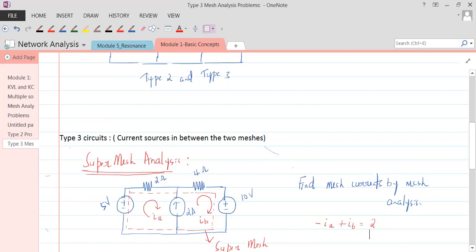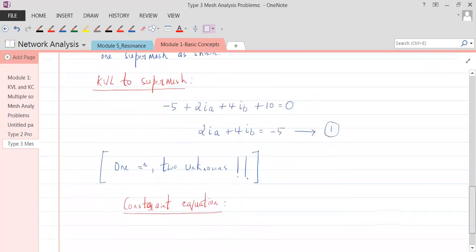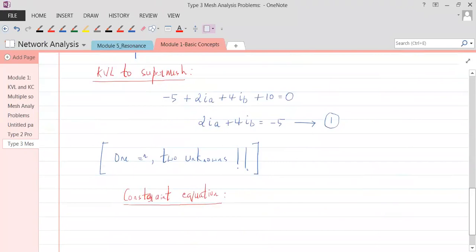So this is called the constraint equation, which is not the KVL. This is not the KVL. This is just the constraint equation which we write by looking into this. So it is minus IA plus IB equal to 2, and this is your second equation.